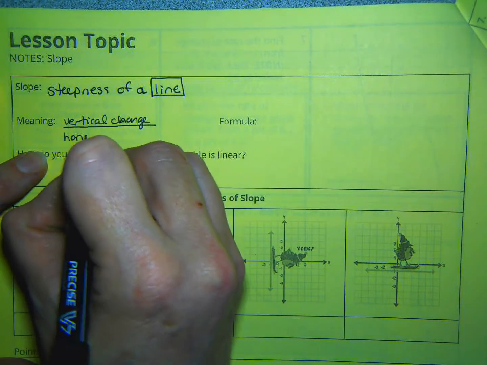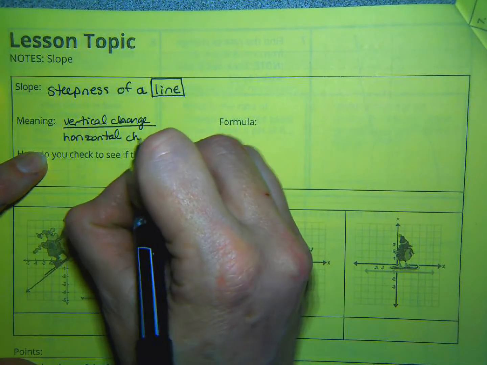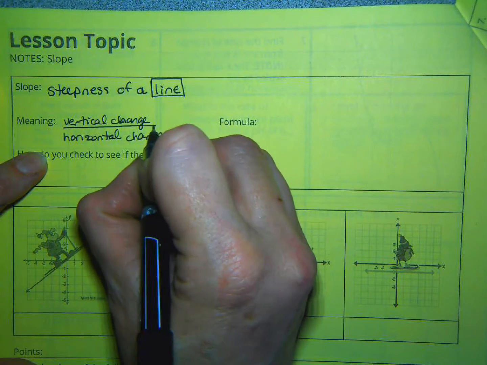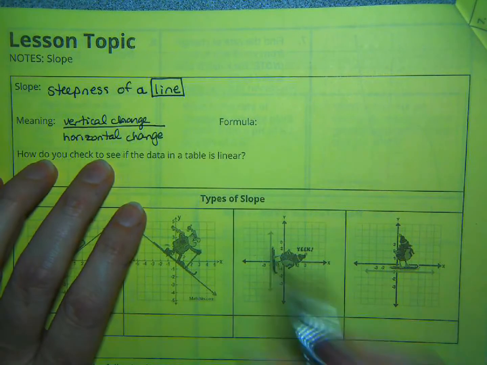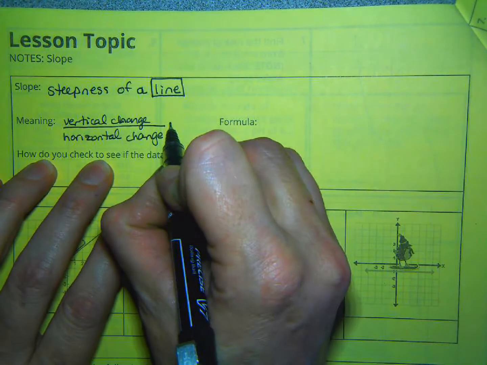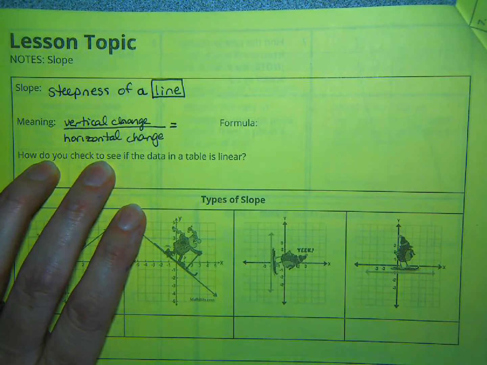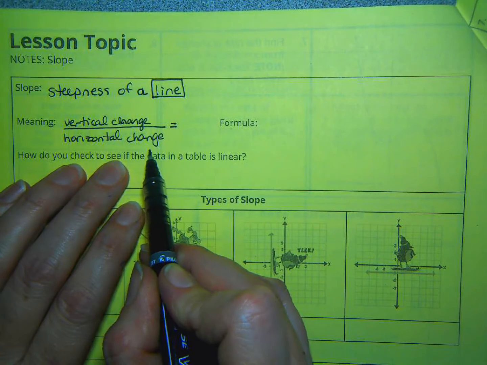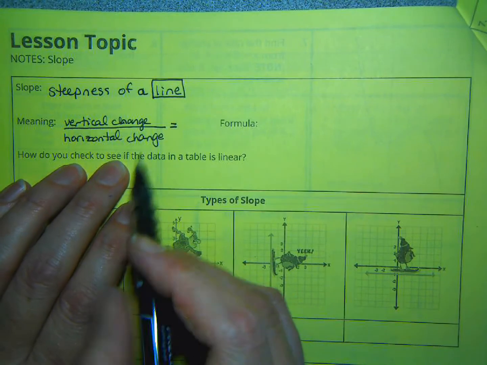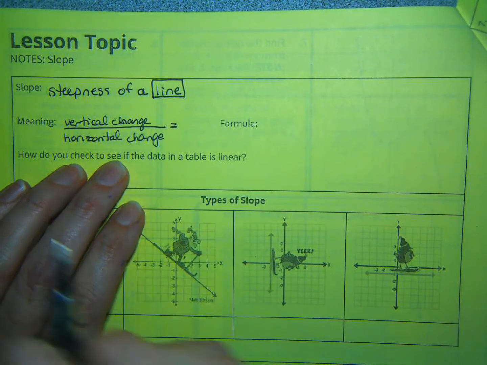Very similar to what you did with rate of change, because this is a rate of change. But in much the same way that all squares are rectangles, not all rectangles are squares. All slopes are rates of change, but not all rates of change are slopes, because we can find the rate of change of a curve and a line, but we cannot find a slope for a curve. So this is vertical change over horizontal change.